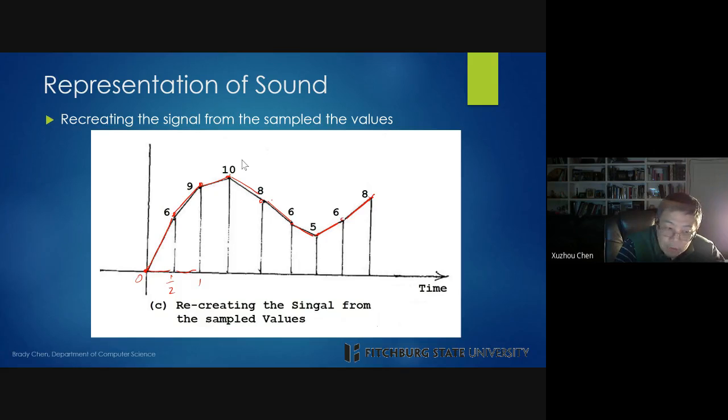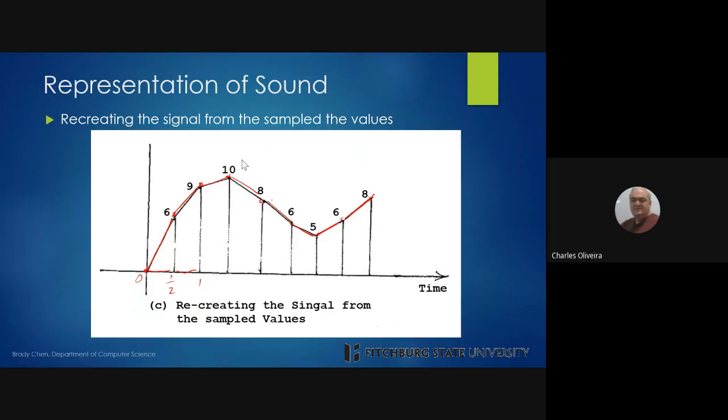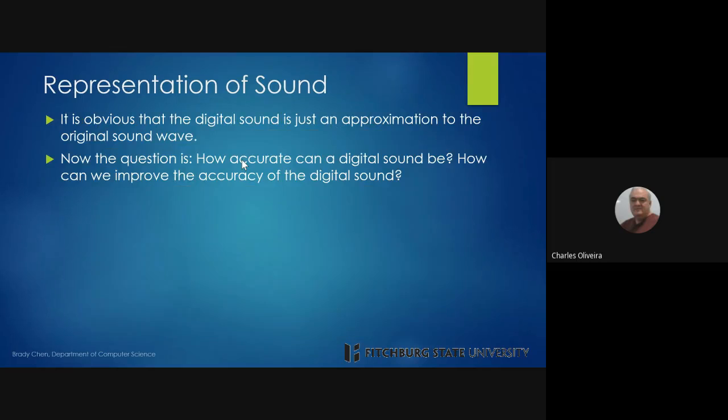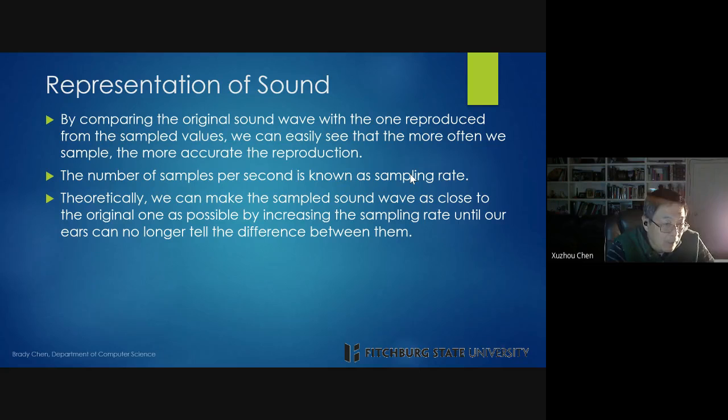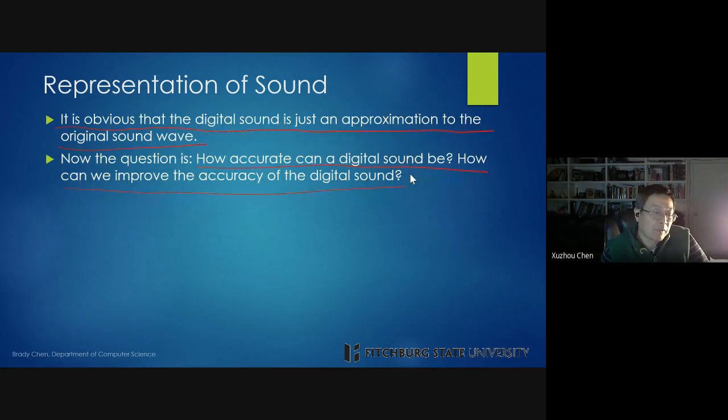Now the question is, with analog to digital conversion, how can I make the digitalized voice close enough to the original one? How can I make the digital sound close to the original sound? Increase the sample rate. Yes, you increase the samples. So it's obvious that the digital sound is just an approximation of the original sound wave. So how accurate can digital sound be, and how can we improve its accuracy? You just need to increase the sampling.